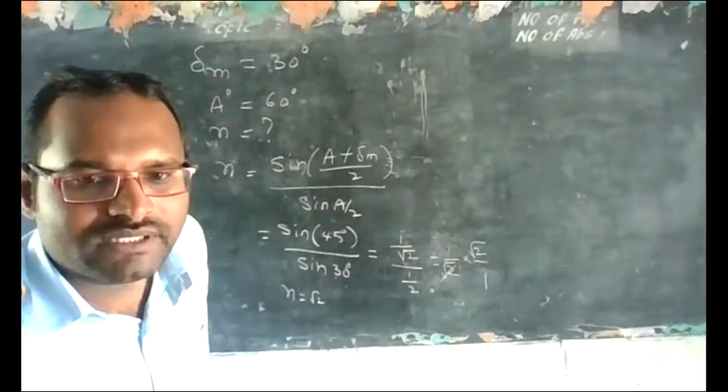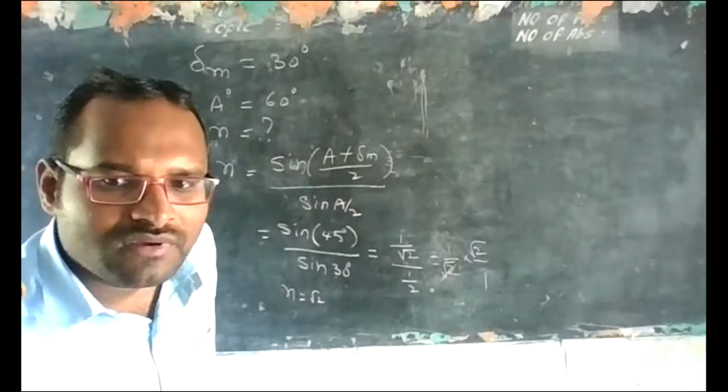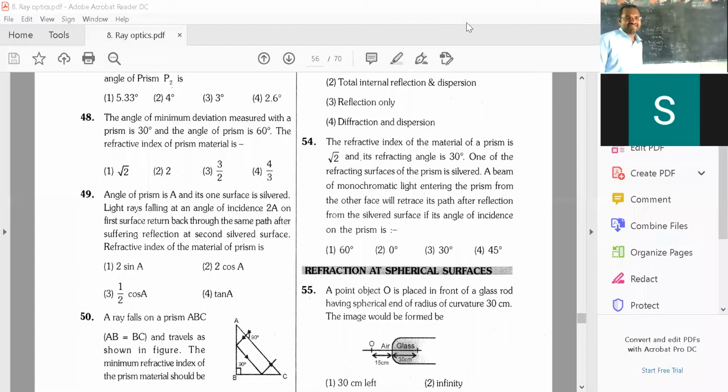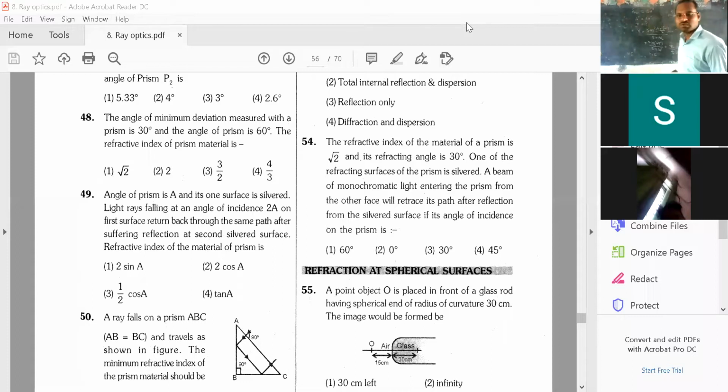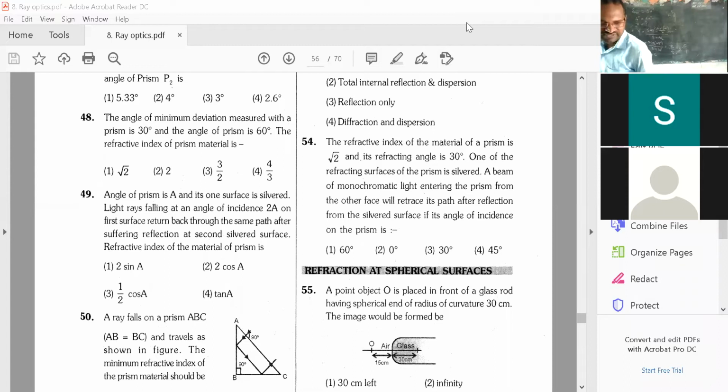So here is your option. Option 1 is the right answer for the 48th question. Next, I am going to 49.